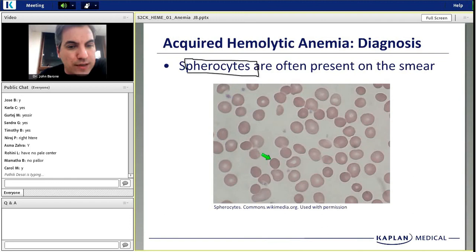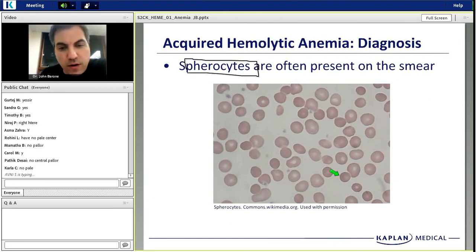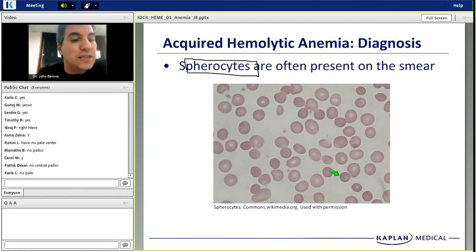This red cell has no central pallor. No central pallor, that's a spherocyte. It's supposed to have a clear space in the middle. No central pallor. How about this one? No central pallor. How about this one? No central pallor. Do you see them? There's no central pallor. That's a spherocyte.